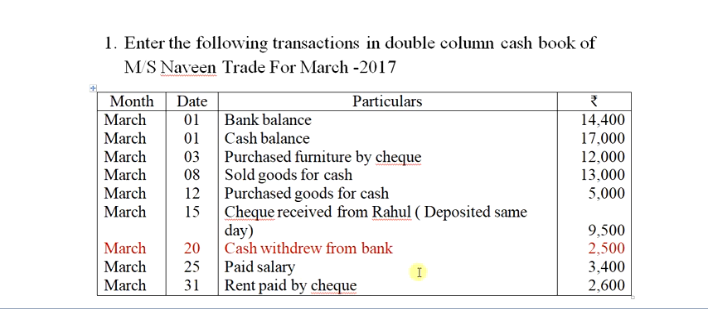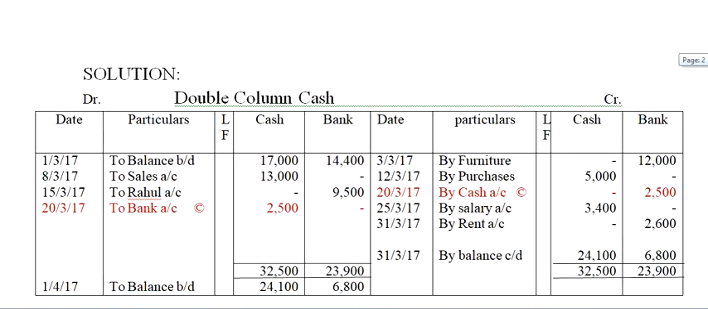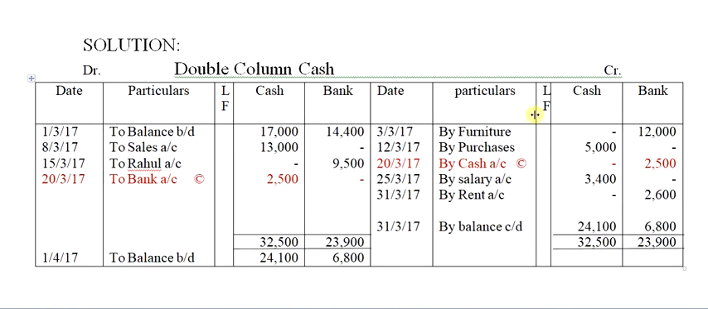March 25th, paid salary, rupees 3,400. Whenever we pay salary, what happens? Our cash balance reduces, so it should be taken under the credit side. March 31st, rent paid by check, rupees 2,600. So rent paid by what? Check. Here the bank balance reduces. This should be shown under which side? Credit side. My dear students, don't be confused here. A printing error has happened in the book on page number 4.9. So you can consider this solution now.